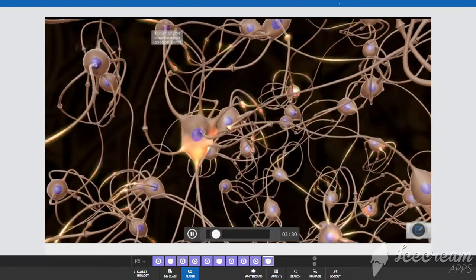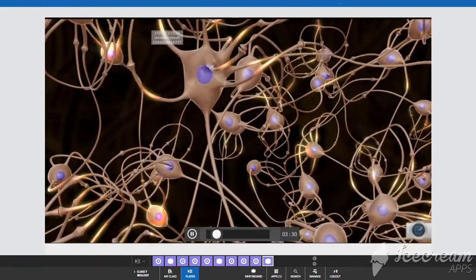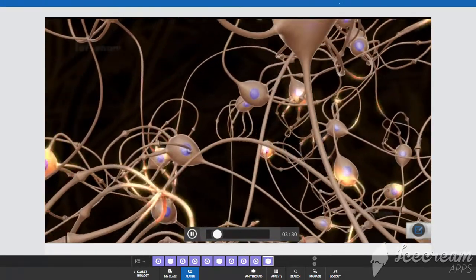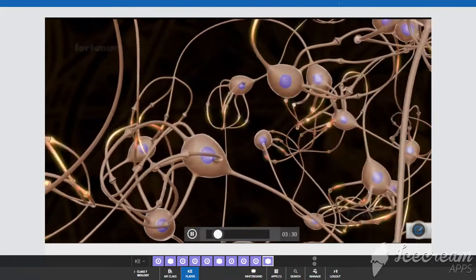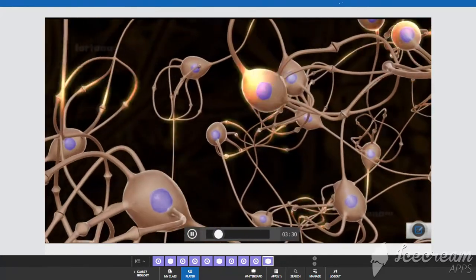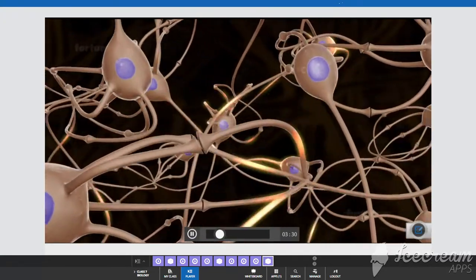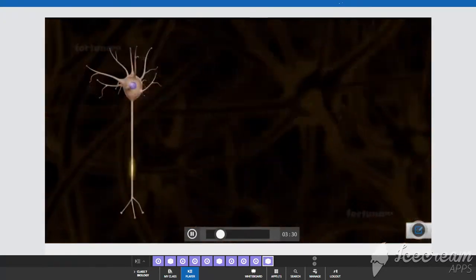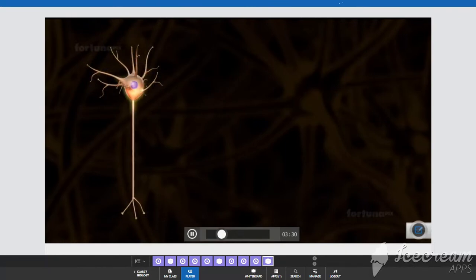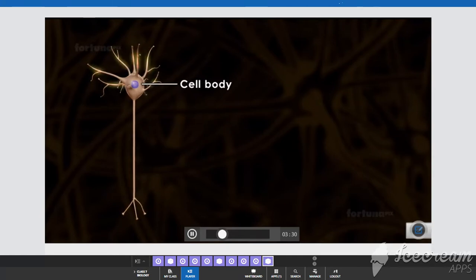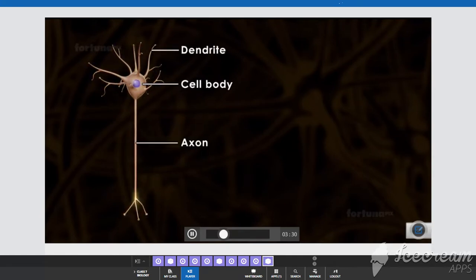The nervous system is composed of billions of cells known as neurons. These tiny cells carry the messages of the body in the form of electrical signals known as impulses. Typically, there are 4 parts in a neuron: the cell body, the dendrites, an axon, and the axon terminals.